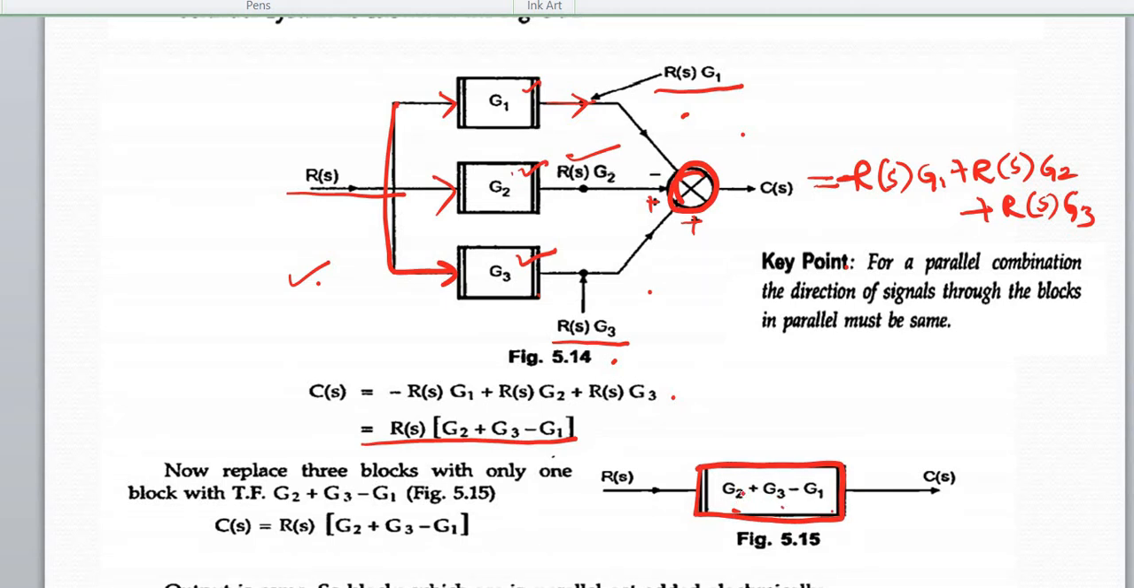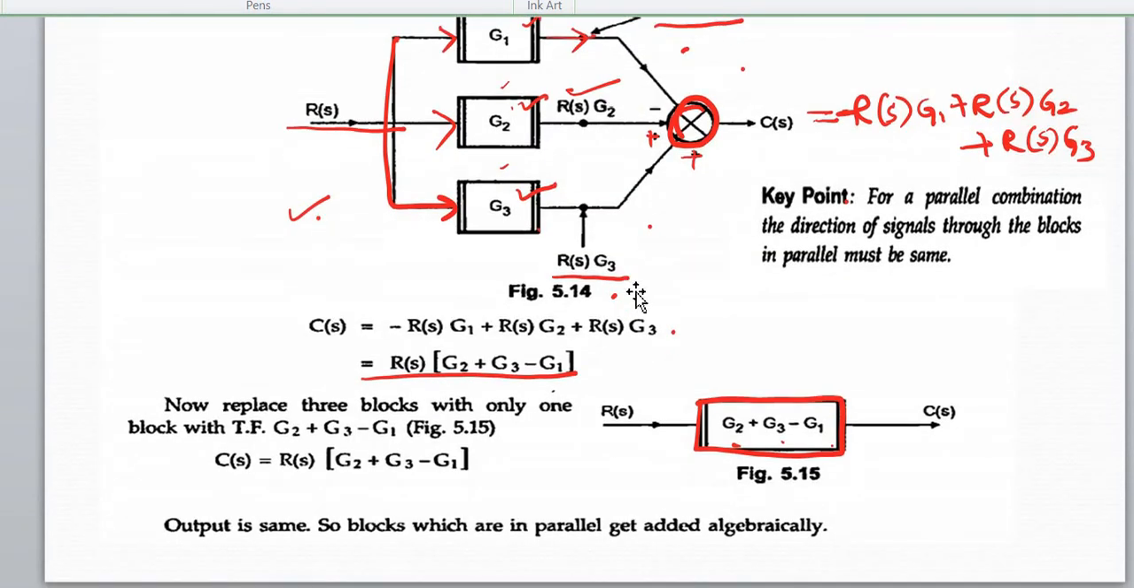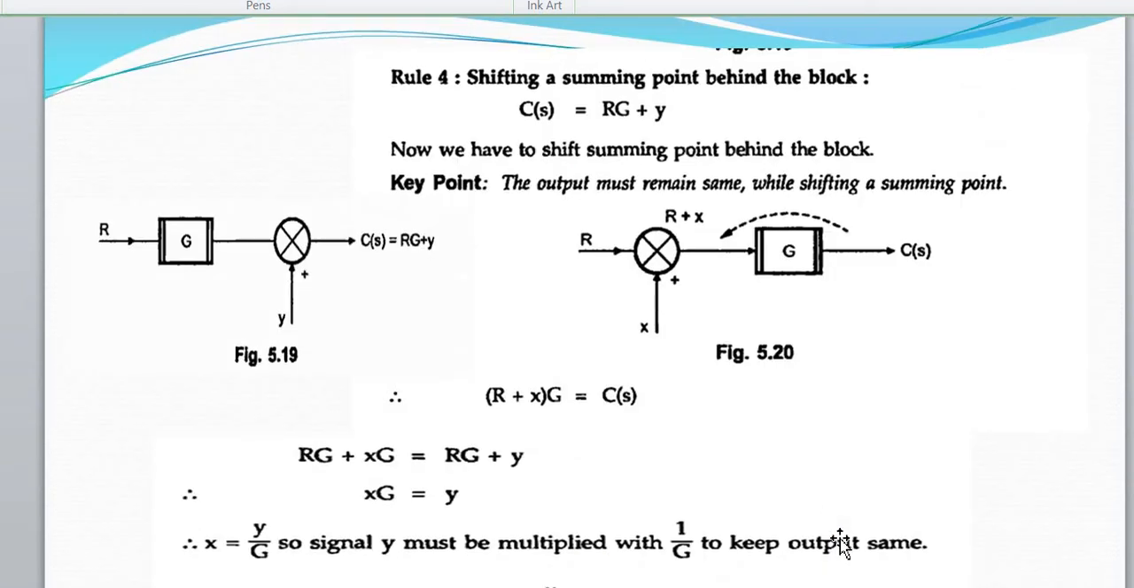That's why if blocks are connected in parallel as shown in the figure, without any takeoff point or summing point in between them, and the signal starts at one point and the signals from these blocks go to a common summing point, they are treated as parallel blocks. Their output is the algebraic sum of the individual transfer functions. So blocks which are in parallel get added algebraically. You should remember, blocks connected in series get multiplied, while blocks connected in parallel get added algebraically. This is rule number 3.